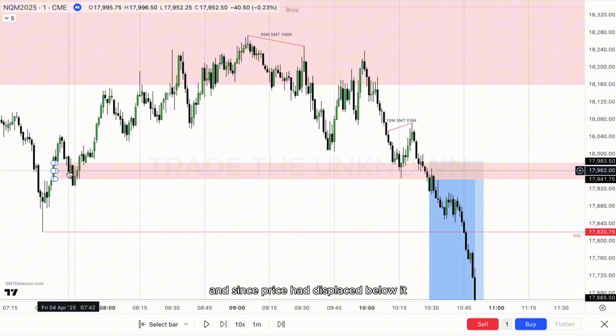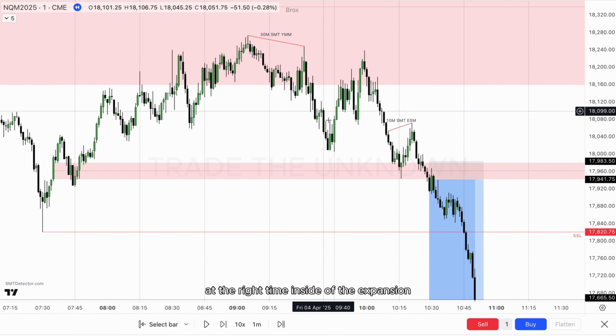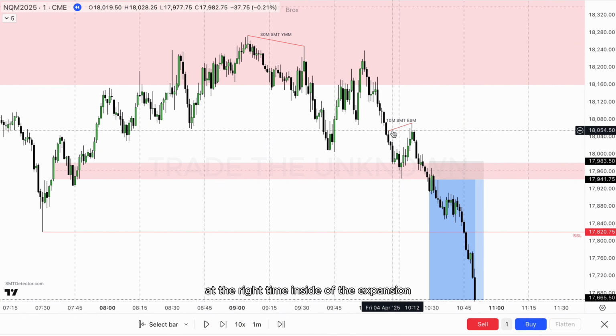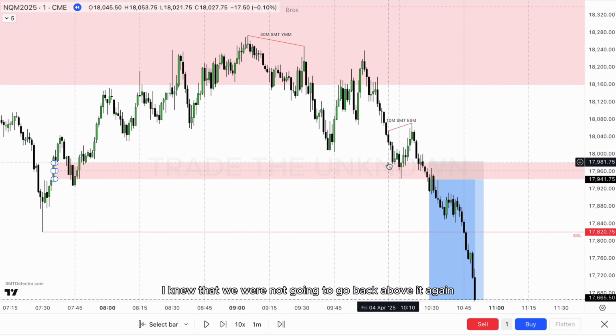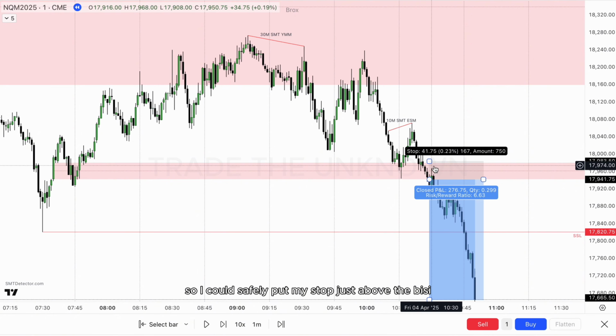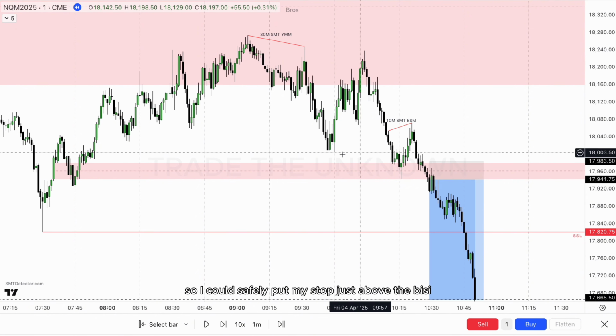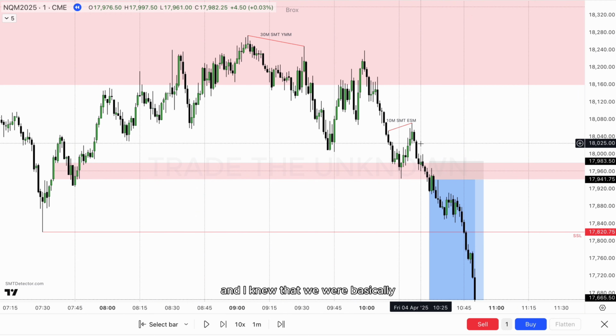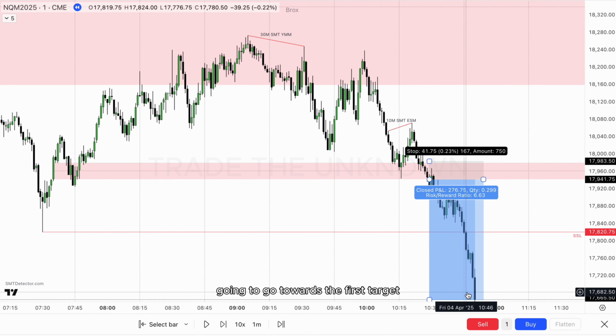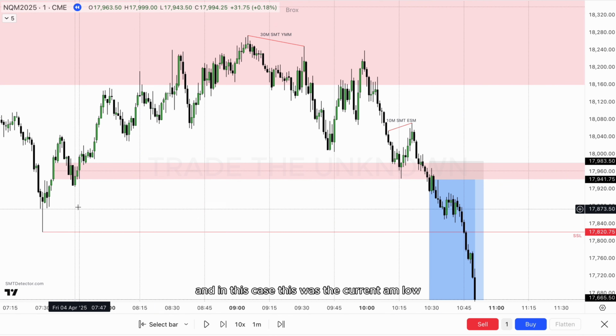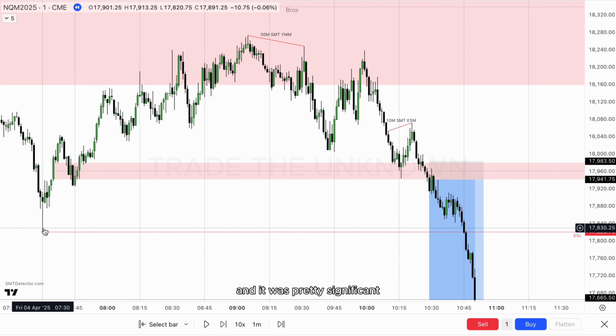And since price had displaced below it at the right time inside of the expansion, I knew that we were not going to go back above it again. So I could safely put my stop just above the busy, and I knew that we were basically going to go towards the first target. And in this case, this was the current AM low, and it was pretty significant.